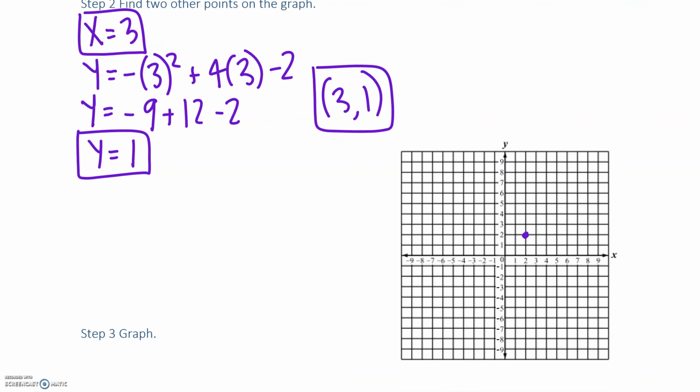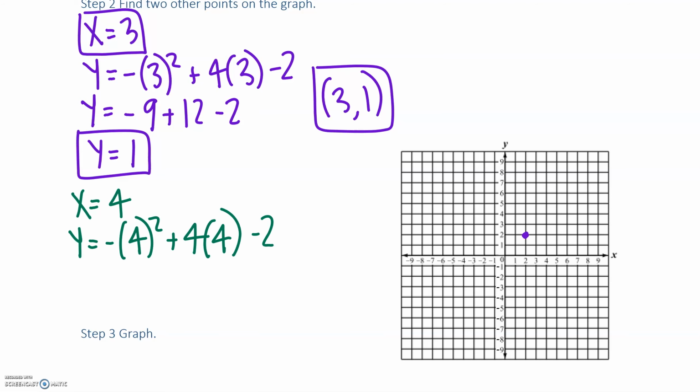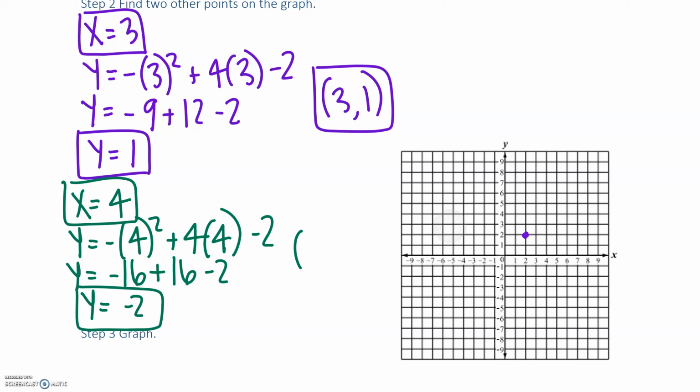And another one, if we go over to 4, so if we have x, I'm going to use a different color. If we have x equals 4, then we have y equals negative 4 squared plus 4 times 4 minus 2, which means y equals negative 16 plus 16 minus 2, which leaves us with y equals negative 2. So that next point is going to be (4, -2).